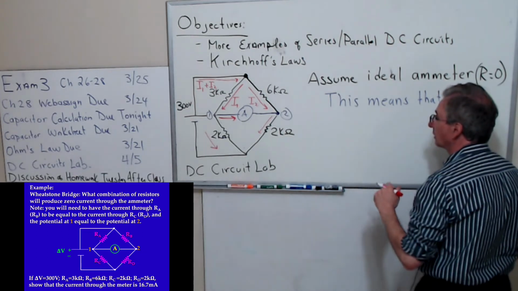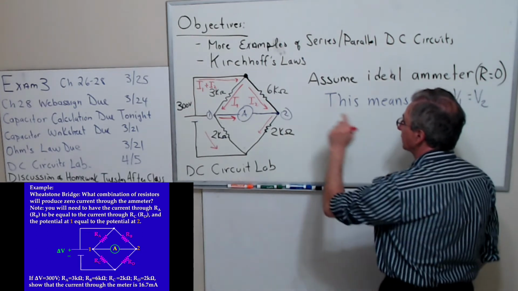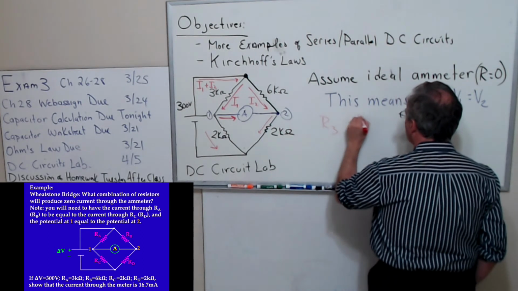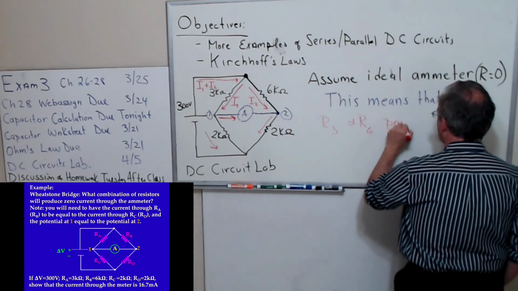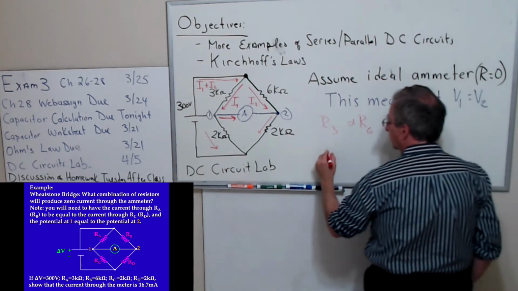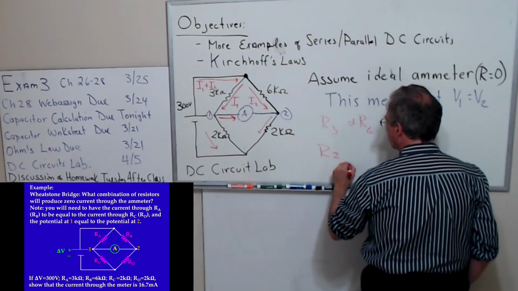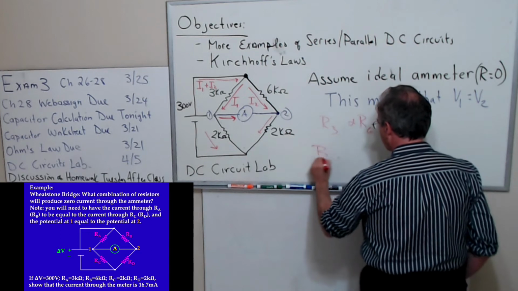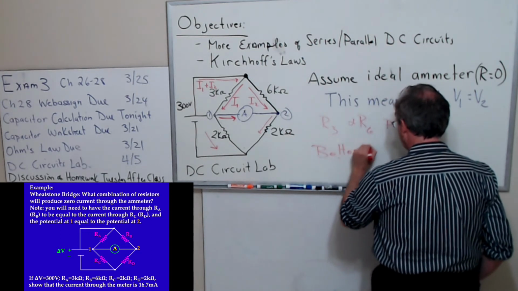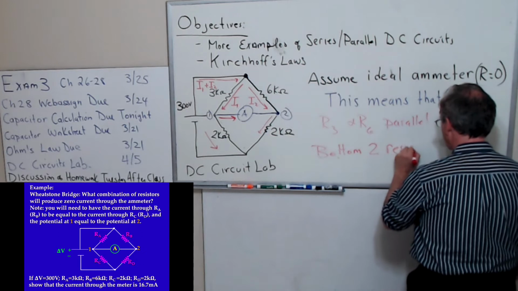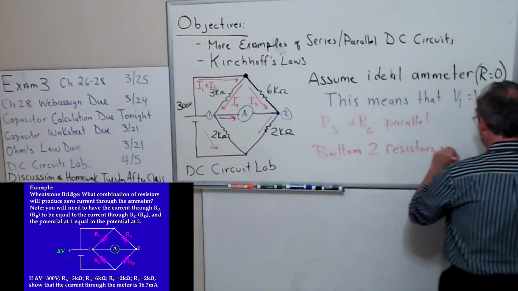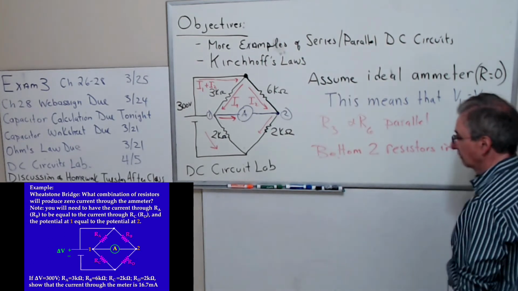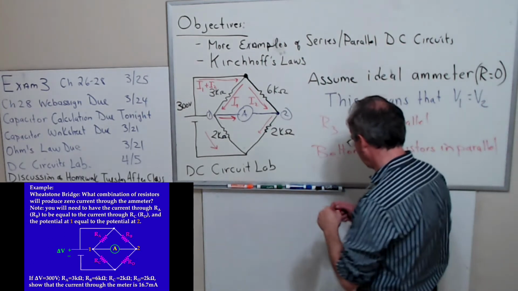Okay, so let's go on. So we know that R3 and R6 are in parallel. R2, oops, let me write it this way. Bottom 2 resistors in parallel. Which means I can redraw the circuit. Let me redraw the circuit.